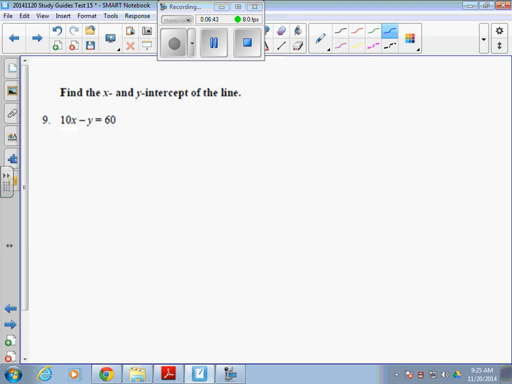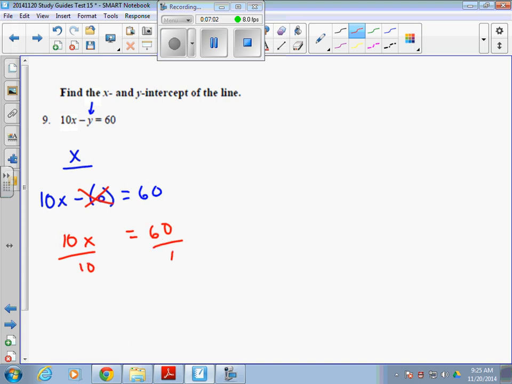Number 9 says find the x and y intercepts. In order to find the x-intercept, you plug in 0 in place of y. 10x minus 0 equals 60. Minus anything is just going to cancel that part out. 10 times x equals 60. Divide by 10. Your x-intercept, therefore, is 6.